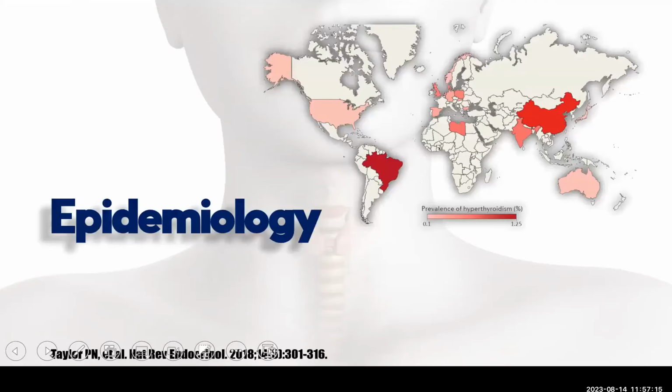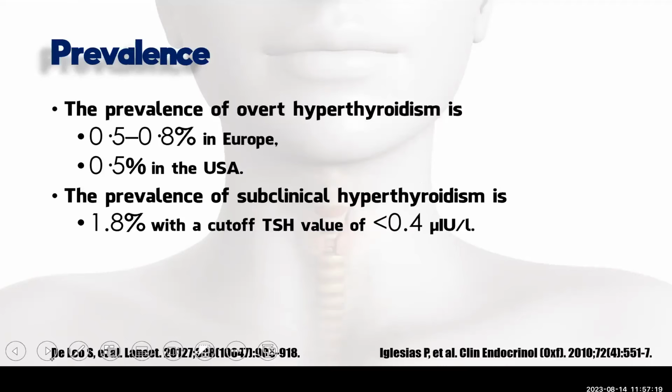How common is hyperthyroidism? Actually, compared to hypothyroidism, it is much less common. For overt hyperthyroidism in Europe, it is estimated to represent 0.5 to 0.8% of the general population. In the USA, it has been estimated to represent 0.5% of the general population. For subclinical hyperthyroidism, the prevalence is much more common compared to overt, with 1.8% of the general population.